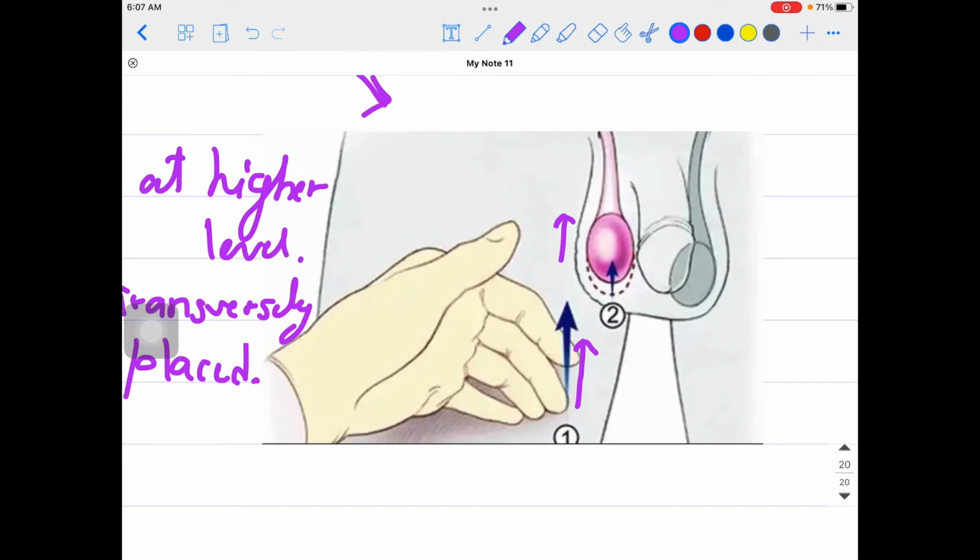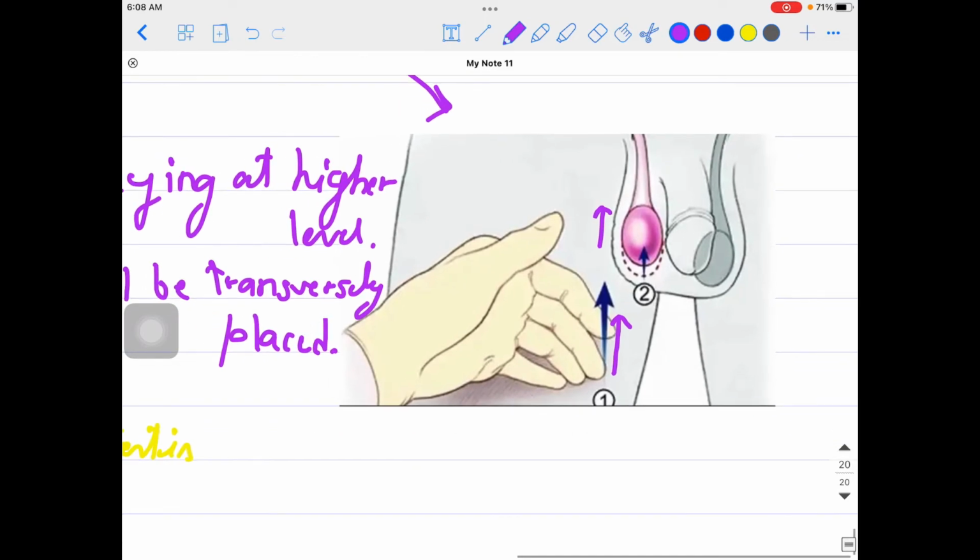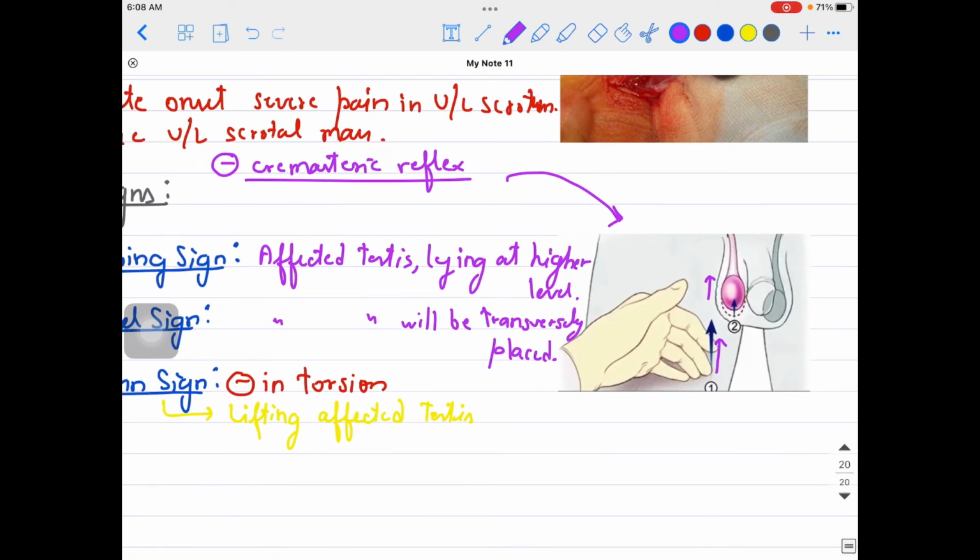But this Cremasteric reflex is negative in testicular torsion cases, right? Actually, what happens is by stroking the inner side of the thigh, by touching in this manner, the Cremaster muscle contracts, and due to that the testis goes in the upward direction. That is the positive Cremasteric reflex. But this sign will be negative in testicular torsion. Sometimes in the question they just mention positive Cremasteric sign or negative Cremasteric sign. If they write positive Cremasteric sign, it means they are not talking about testicular torsion. If they say negative Cremasteric reflex, then obviously this could be testicular torsion. So that was just a brief explanation about the Cremasteric reflex.